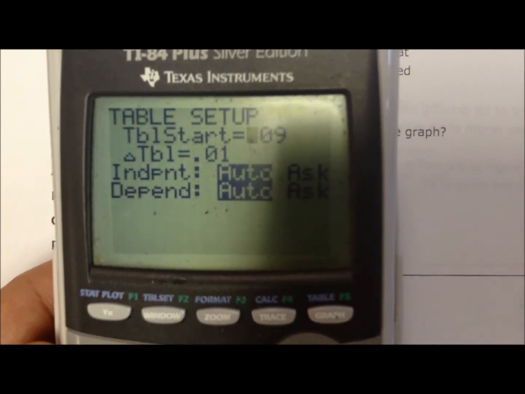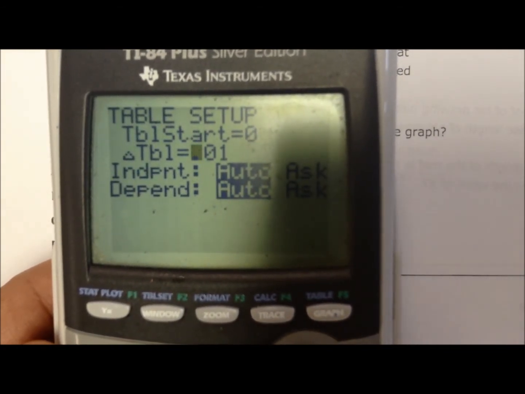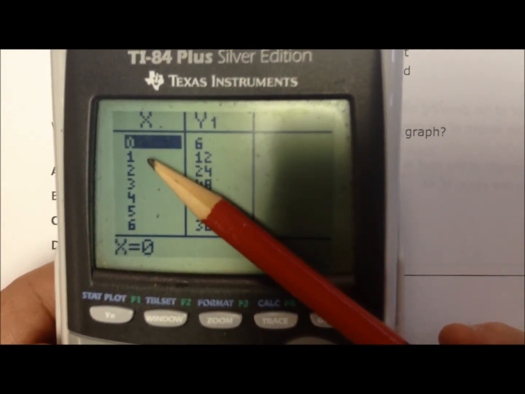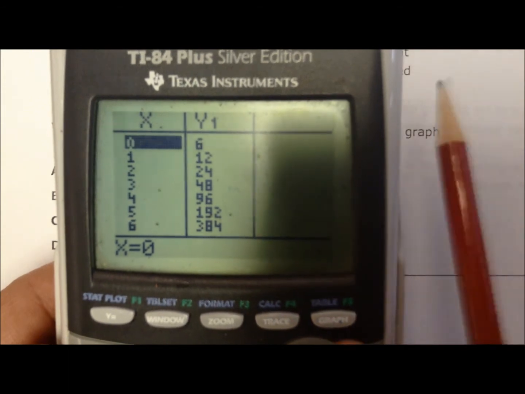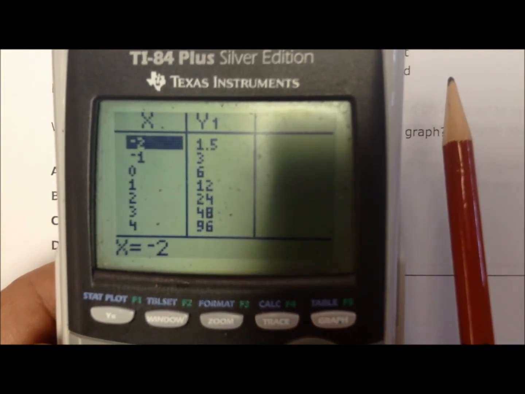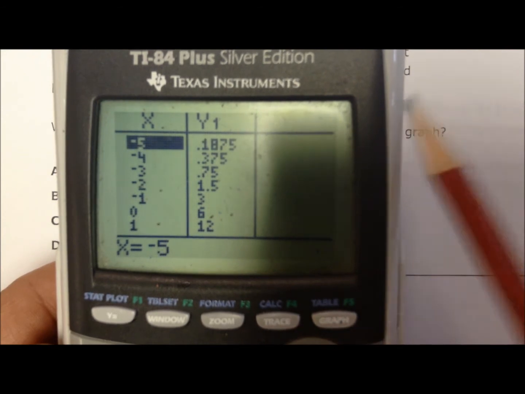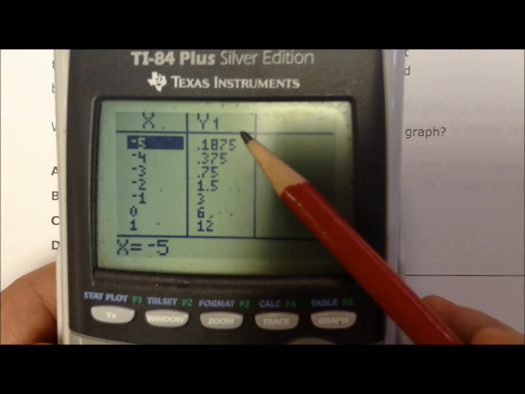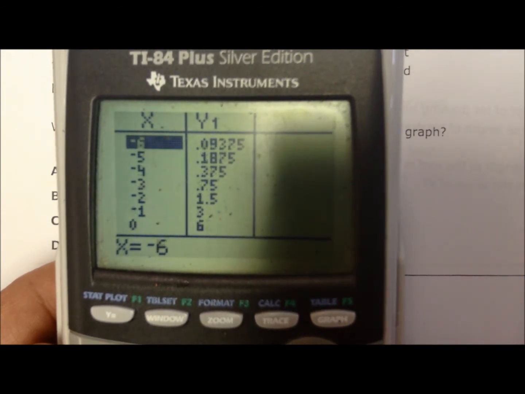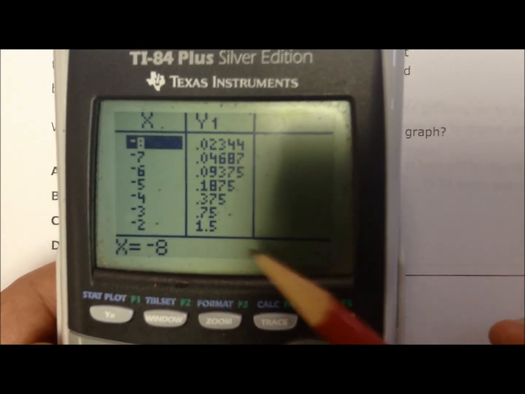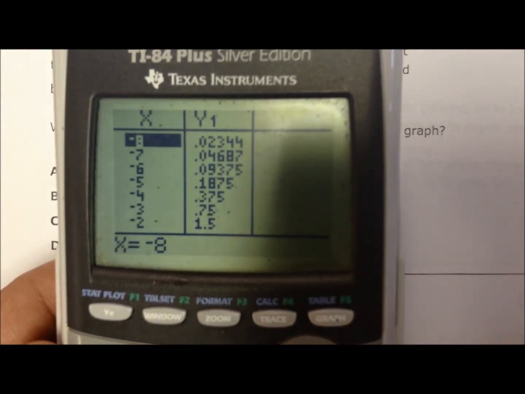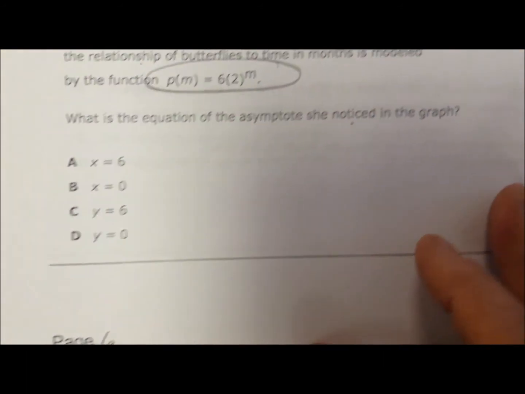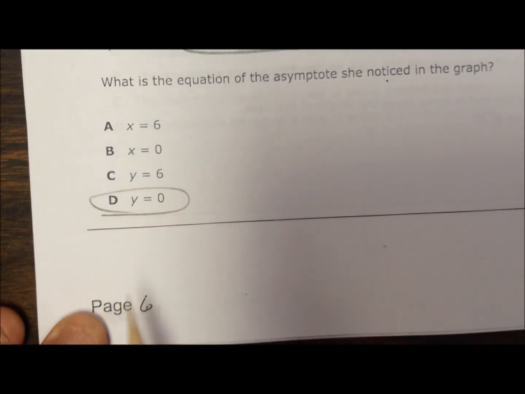It's further evidenced as you take a look. Let's go back and reset our table to go by ones. As x increases, so does y. But you notice that as x decreases, y gets smaller every time by a factor of 2. So I'm really taking half of the number each time. And how long can I take half of a number? I can go on forever. So this is going to get closer and closer to the horizontal line, y equals 0.